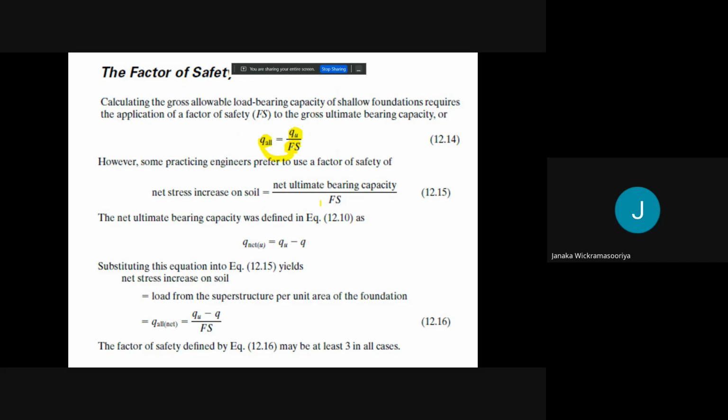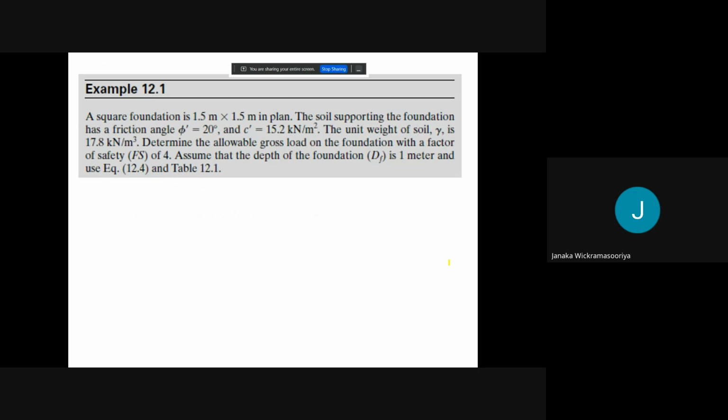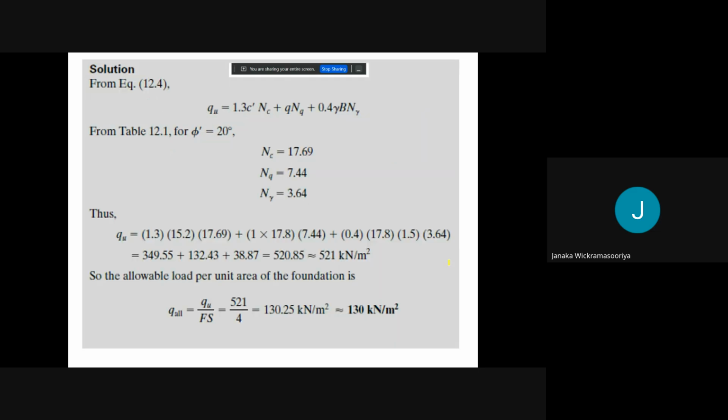And that is the net stress increase. Net stress increase is equal to the ultimate bearing capacity divided by the factor of safety. Or the net ultimate bearing capacity is defined like this. Yes, these are the equations that we have already discussed, and this is the example that we discussed, and there are answers here.